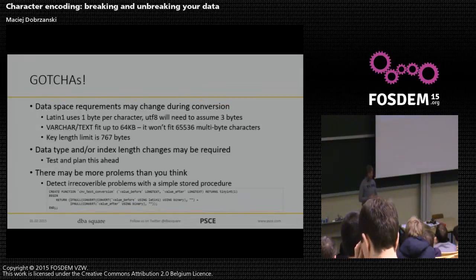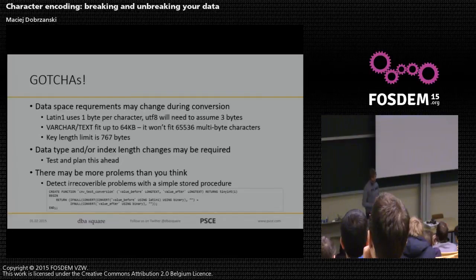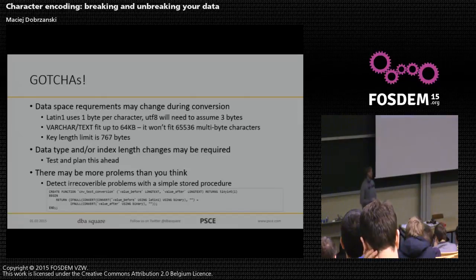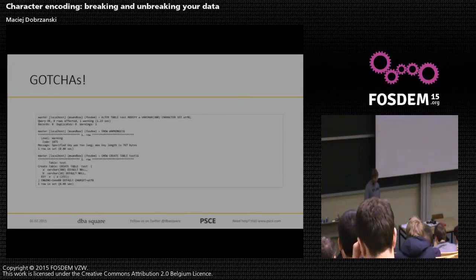There could be a few gotchas. If you convert from Latin 1 to UTF, your storage requirements may increase, so you may need to increase the column length or change the index length to accommodate the new requirements. Also, there could be more problems than you think. So this function can test if the conversion worked. You can compare all pre-conversion values with post-conversion values and test in an automated way if it actually worked correctly. You can apply it on all data in the database.